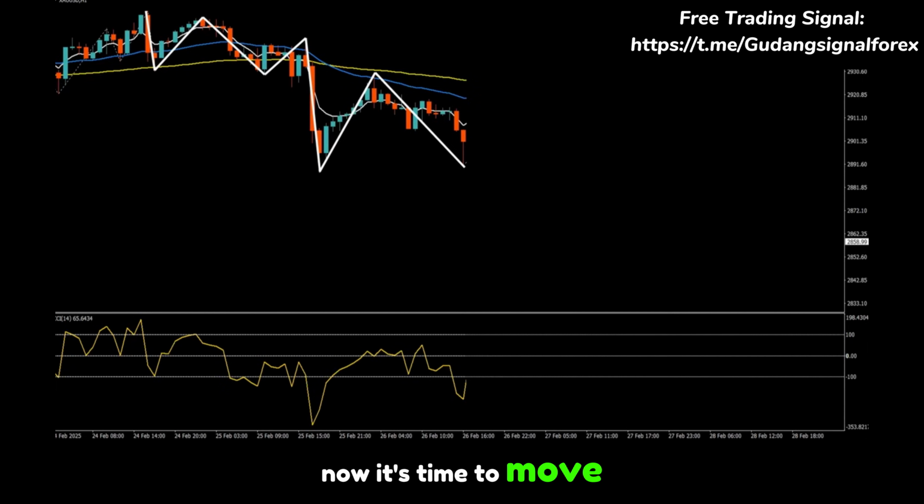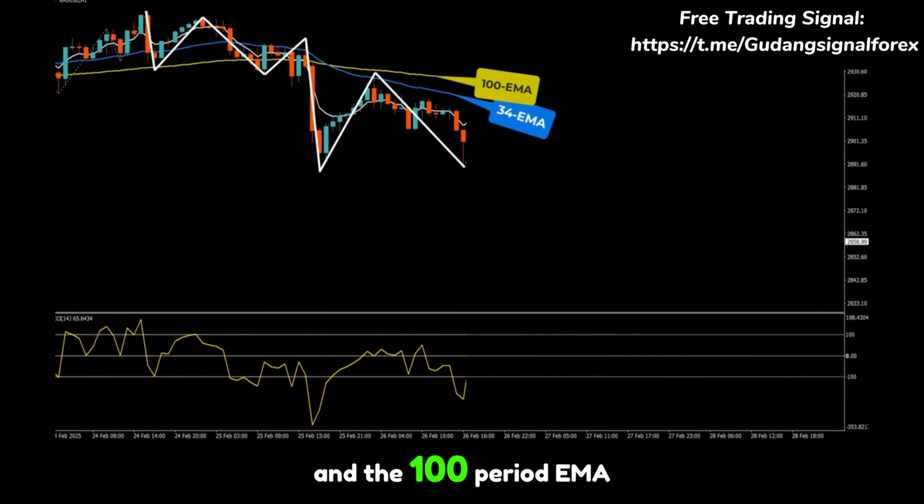Now, it's time to move our analysis forward and focus on the moving averages, specifically the 34-period EMA and the 100-period EMA. Right here, we see something crucial: the 34-period EMA crossing below the 100-period EMA. And that's our second confirmation that the market is in a strong bearish trend. Now let's break it down.